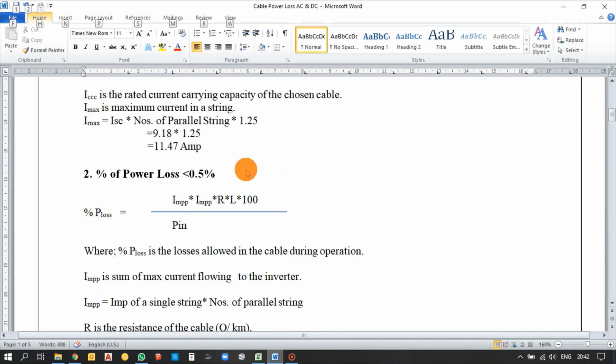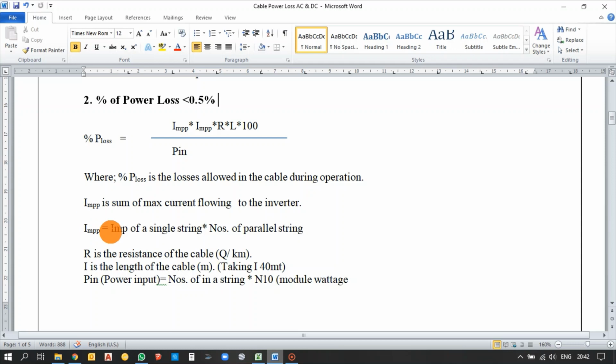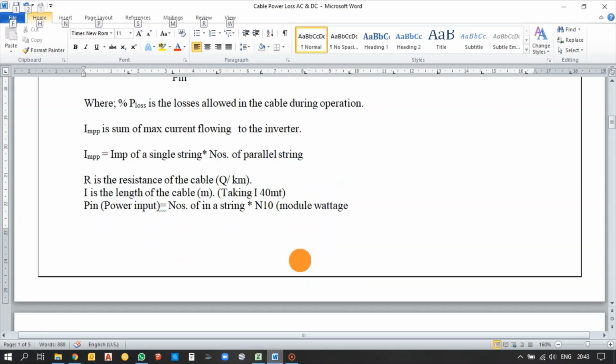Going for the percentage of power losses, it should be less than 0.5% for effective generation, and the formula would be IMP square R into L into 100 divided by the power. We know IMP, it is the maximum string current into number of parallel strings, and R is the resistance, L is the length of the cable, and P is the power input. So number of strings into the wattage of the modules you are using.